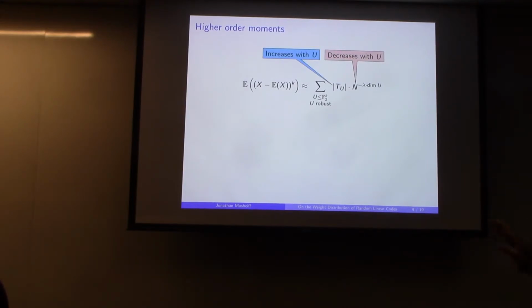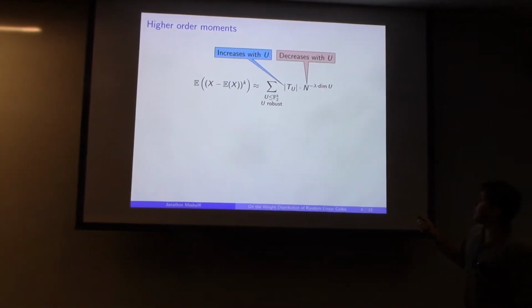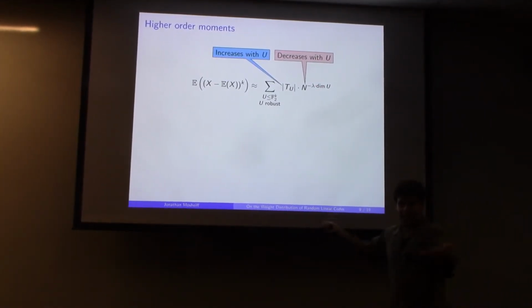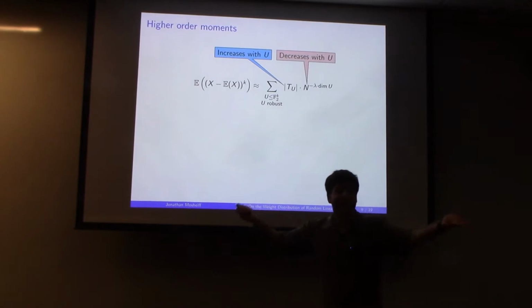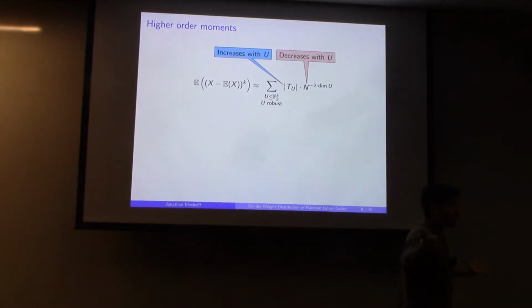And just to understand what kind of work needs to be done now, note that we have a sum over certain subspaces of F2 to the k. And we have this n to the minus lambda dimension of U, which decreases exponentially as we make U larger, which increases its dimension. So this term is going to decrease.